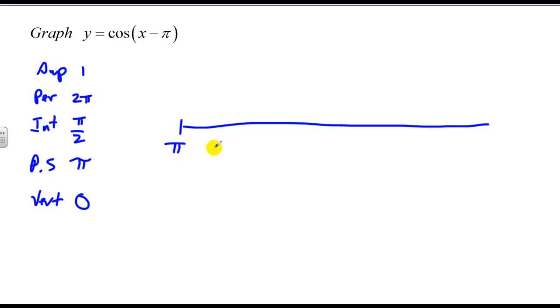I'm going to add pi over 2 to that. I add pi over 2, I get 3 pi over 2, 2 pi, 5 pi over 2, 3 pi, and there's my 2 pi interval. It's a cosine graph. I'm going from 1 to -1 as an amplitude. Cosine starts at 1, goes to 0, -1, 0, back to 1, graph.